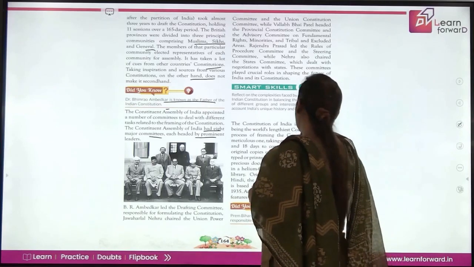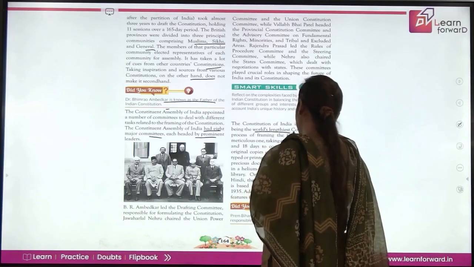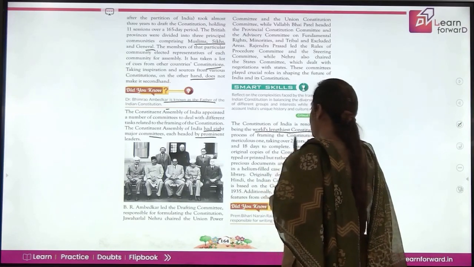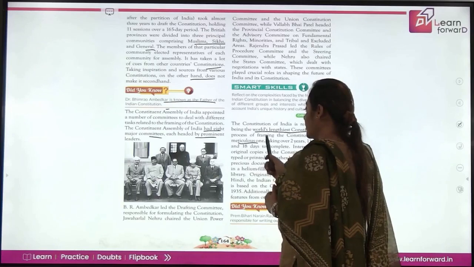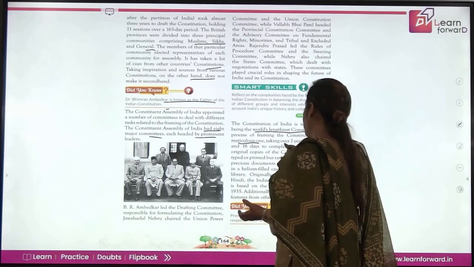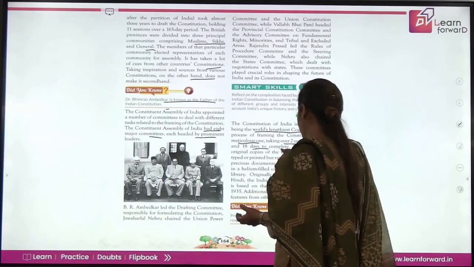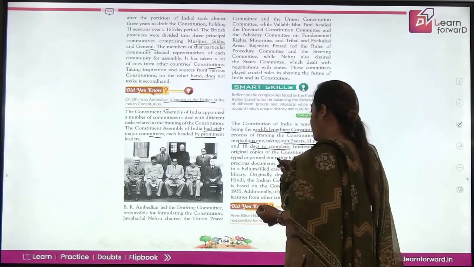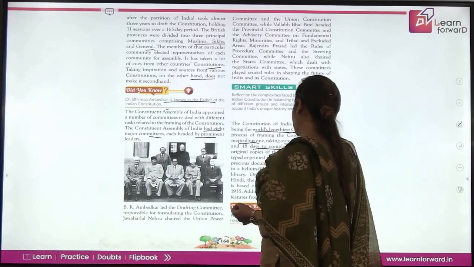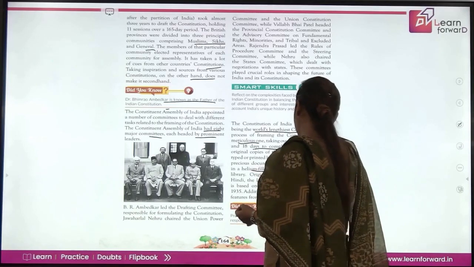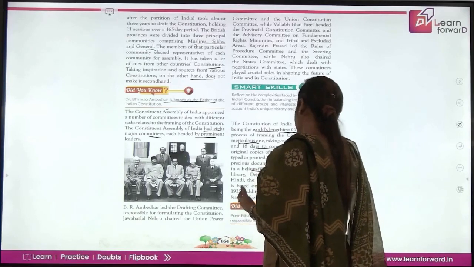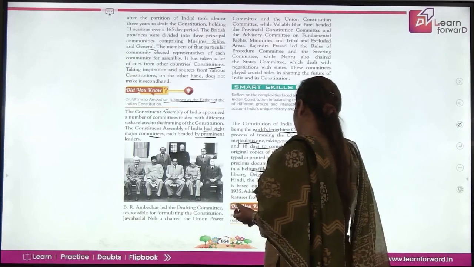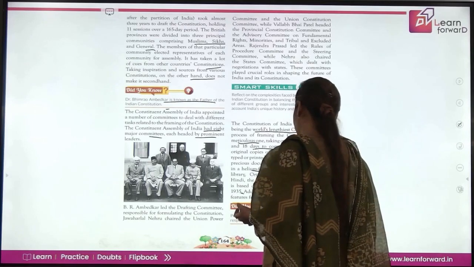Now the Constitution of India is renowned for being the world's lengthiest constitution. सबसे बड़ा constitution है हमारा. The process of framing this constitution was a meticulous one. It was hard work done by people which took almost 2 years, 11 months and 18 days to complete. Interestingly, the original copies of the constitution were not typed or printed but rather handwritten. These precious documents are now securely stored in a helium-filled case within the Parliament Library. Originally drafted in English and Hindi, the Indian Constitution's foundation is based on the Government of India Act 1935. Additionally, it has incorporated various features from other countries.